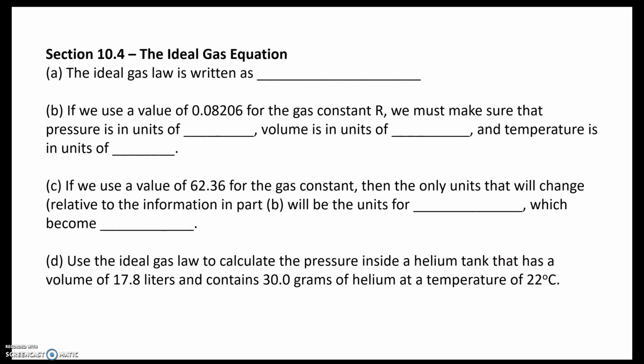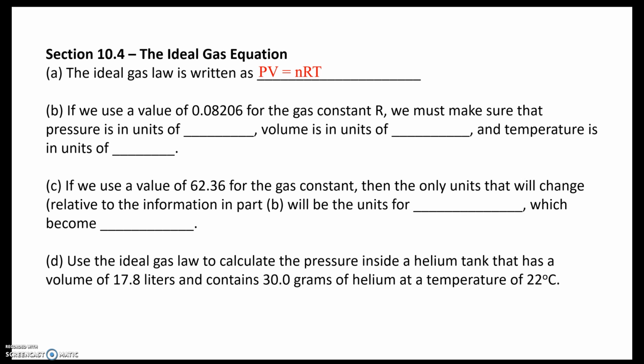All right, section 10.4, the ideal gas equation. Everyone should know this. We write the ideal gas law with all capital letters except the number of moles. Traditionally, the number of moles is always written as a lowercase n. Everything else is uppercase. Now, let's talk about this gas constant R.